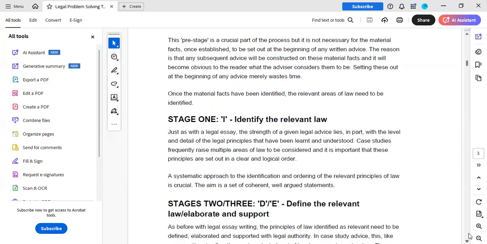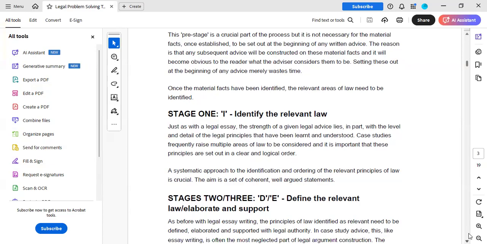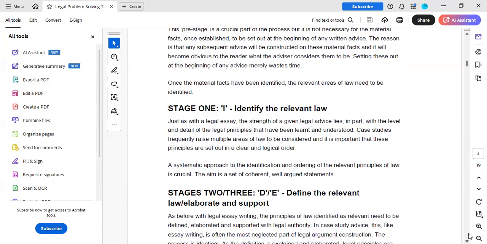Then you start taking them one by one. So for issue one, you apply all these stages to that particular issue because you want to give the person advice, so that advice has to go in line. If you have identified issue one, then under that particular issue, you identify the relevant law. Just like a legal essay, the strength of giving legal advice lies in part in the level of detail of legal principles that have been learned. So you have to identify the law. Which law are you looking at? Because case studies raise multiple areas of law to be considered, and these principles are set out in a clear and logical order.